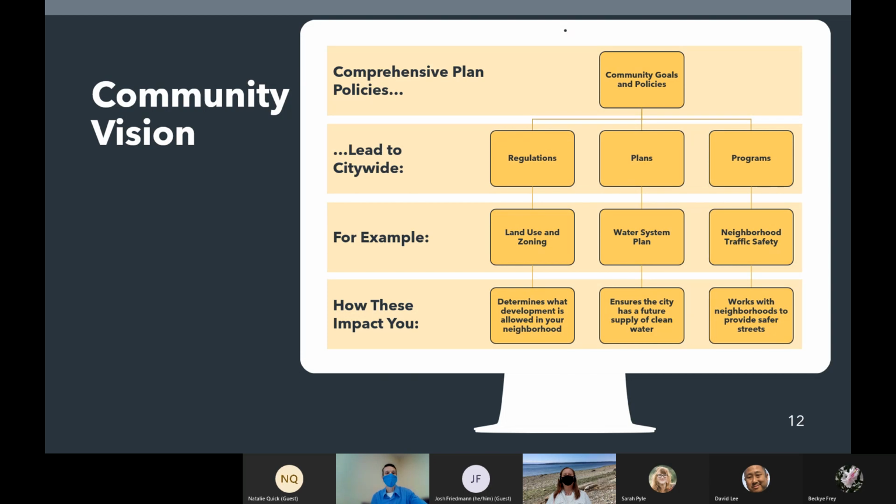So this slide illustrates how the comprehensive plan affects day-to-day life in Redmond. And the top row shows the comprehensive plan policies. Those are the community goals and policies. And those lead to citywide regulations, plans, and programs. For example, those land use and zoning regulations that are the main focus of today, plans like the water system plan, but also the transportation master plan, the park plan, and programs like neighborhood traffic safety, but also human services programs, recreation programs, and many others.